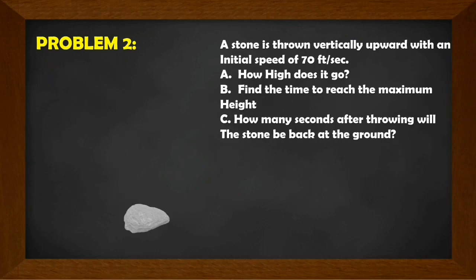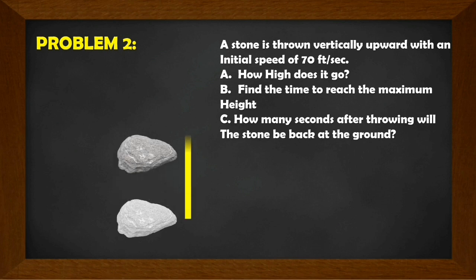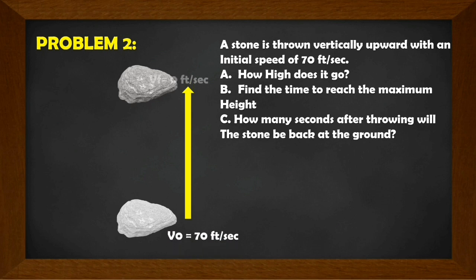For the second problem, a stone is thrown vertically upward with an initial speed of 70 feet per second. A. How high does it go? B. Find the time to reach the maximum height. C. How many seconds after throwing will the stone be back at the ground?